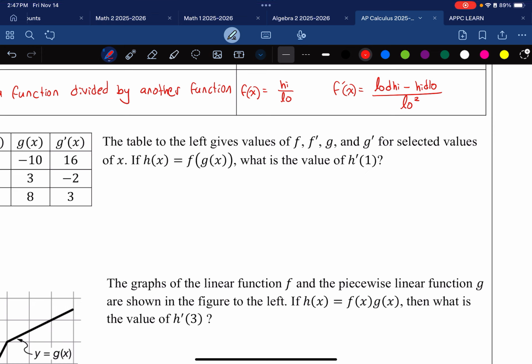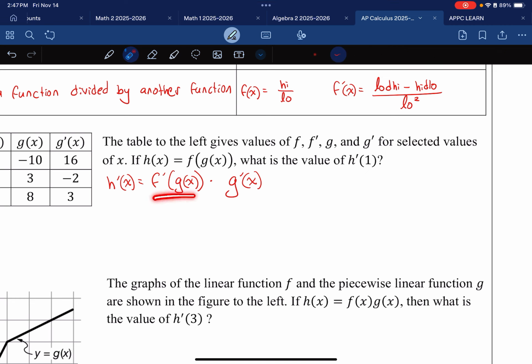When I take h of x and turn it into h prime of x, when I take the derivative, that means I'm going to have the derivative of the outside, so it's going to be f prime, and then I'm going to multiply that by the derivative of the inside. It's always "outer times inner." So the derivative of the inside here is g prime of x. And once again, we don't touch the inside. We leave that g of x.